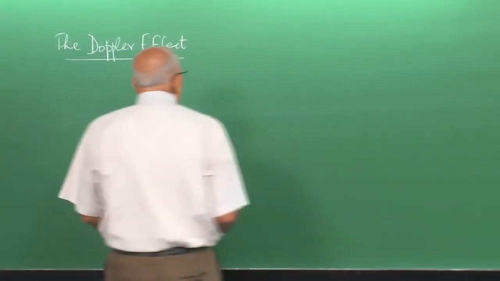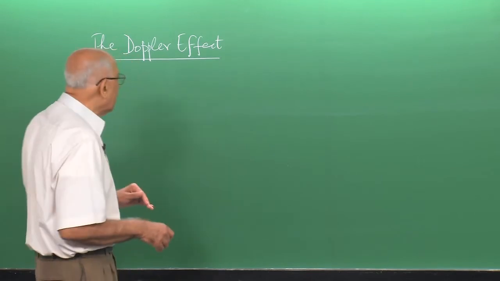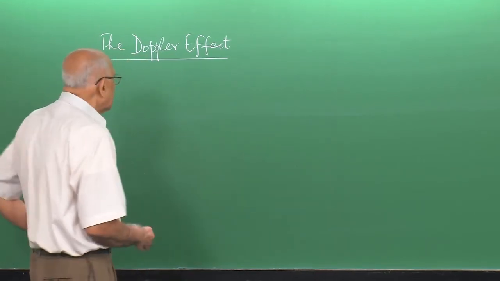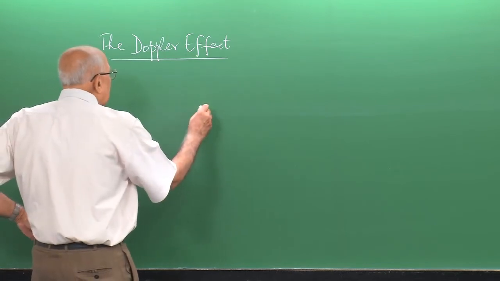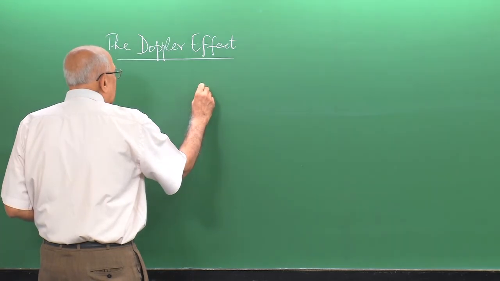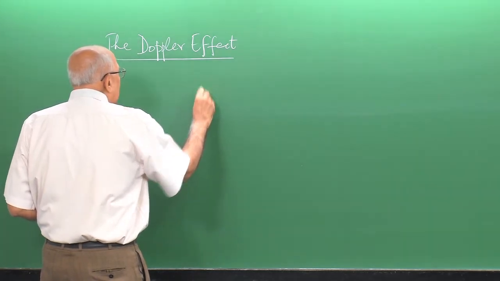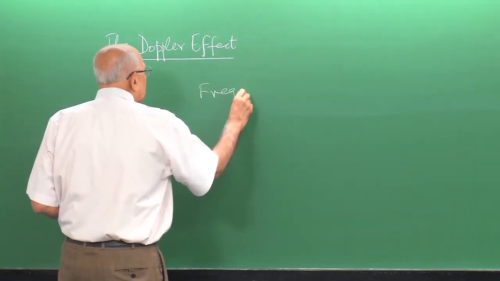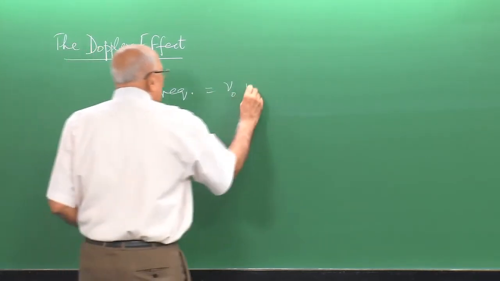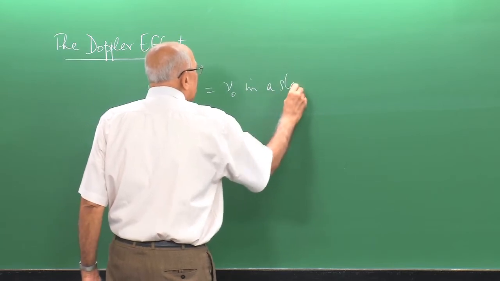I am not going to derive this in great detail here, I am simply going to point out what the main effect is. So we will look at a situation where you have waves in a medium. So let us suppose that the waves in the medium have frequency nu naught, say, in a stationary medium.